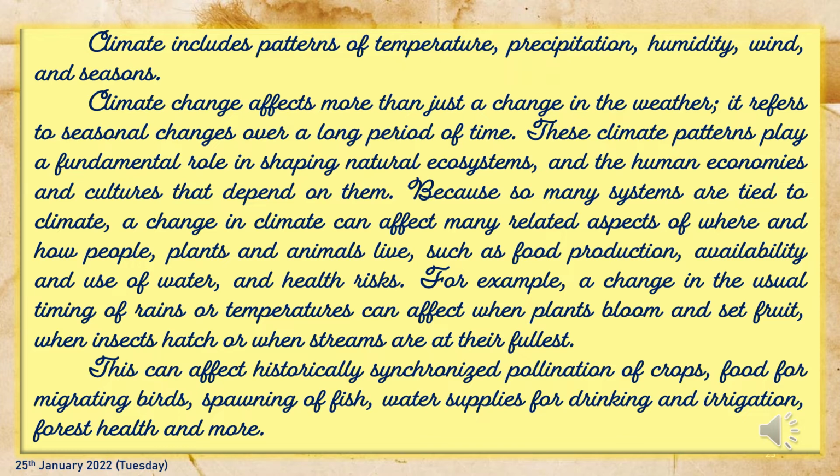For example, a change in the usual timing of rains or temperatures can affect when plants bloom and set fruit, when insects hatch, or when streams are at their fullest. This can affect historically synchronized pollination of crops, food for migrating birds, spawning of fish, water supplies for drinking and irrigation, forest health and more.